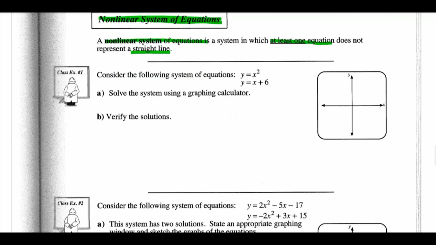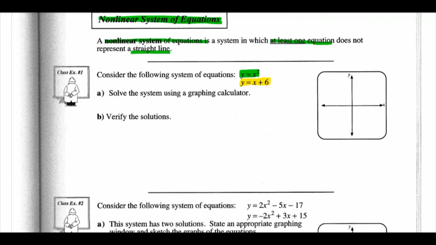You have a linear equation given by y equals x plus 6, and the other one is given by y is equal to x squared. From our previous unit, this is the equation of a quadratic function. We know that a quadratic function is nonlinear because its graph is a parabola. So how do we solve the system using a graphing calculator?